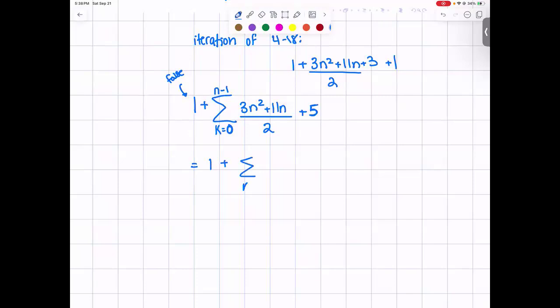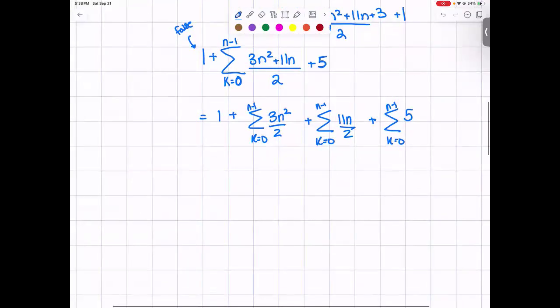Let's get this going like this, from k equals 0 to n minus 1 of 3n squared over 2. Let's get another one going over here: k equals 0 to n minus 1 of 11n over 2. And then one more at the end for k equals 0 to n minus 1 of 5. So we have our 3 terms now nicely separated out. We're going to go ahead and start factoring stuff out.